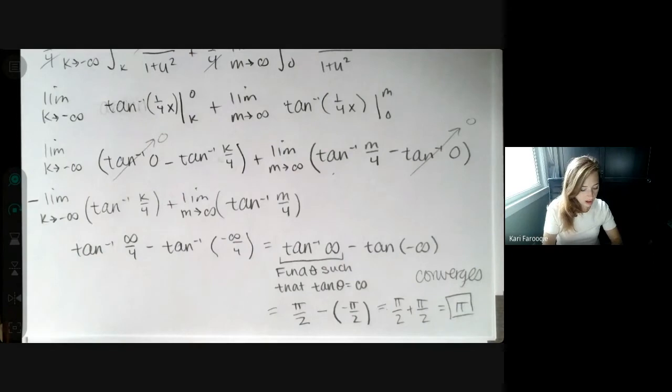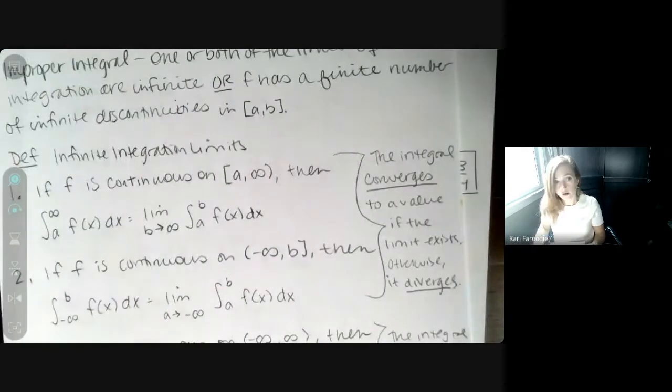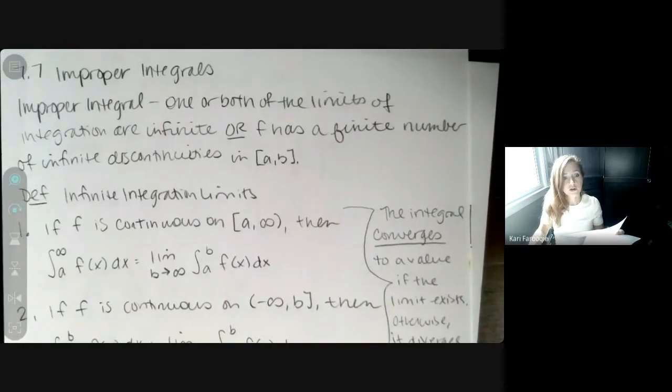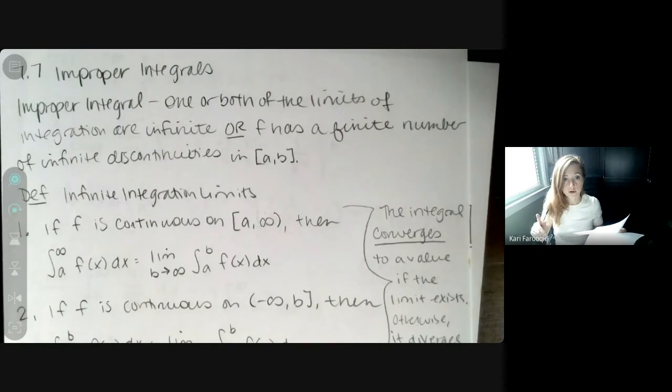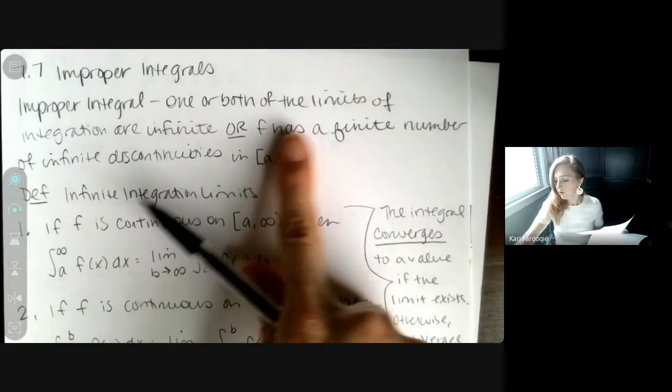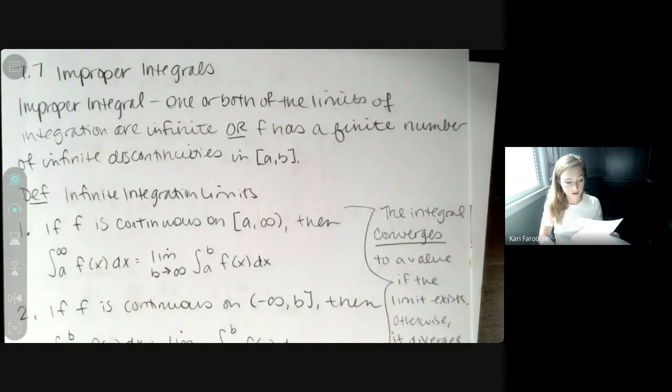Let me see what else I have in store for you. What kind of excitement lies ahead? I have for you a different kind of improper integral. So we defined improper integrals as having one or both of the limits of integration infinite. We talked about one of them being infinite, and then we talked about both of them being infinite. Now we're going to focus on f having a finite number of infinite discontinuities.